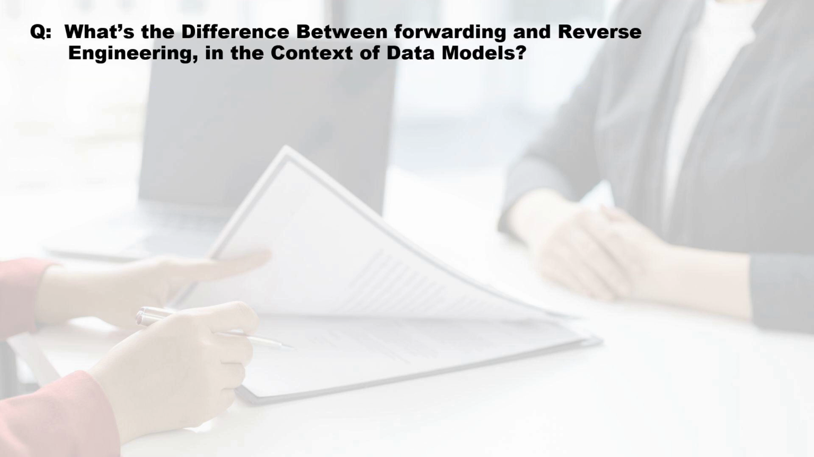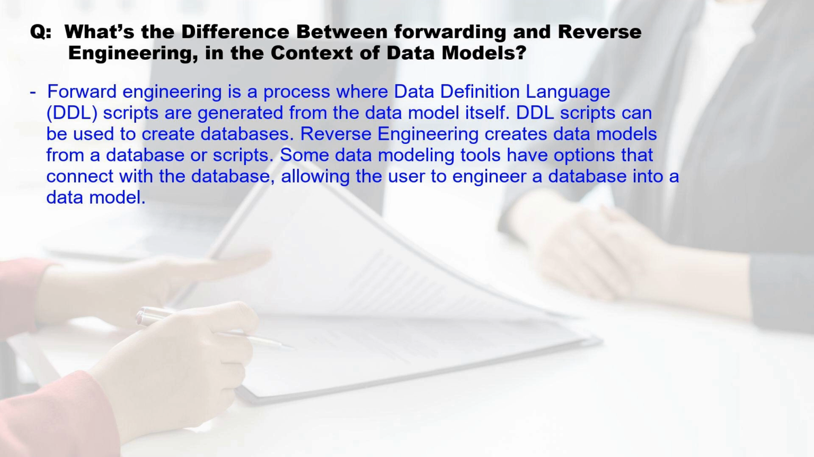What's the difference between forward and reverse engineering in the context of data models? Forward engineering is a process where data definition language, DDL, scripts are generated from the data model itself. DDL scripts can be used to create databases. Reverse engineering creates data models from a database or scripts. Some data modeling tools have options that connect with the database, allowing the user to reverse engineer a database into a data model.